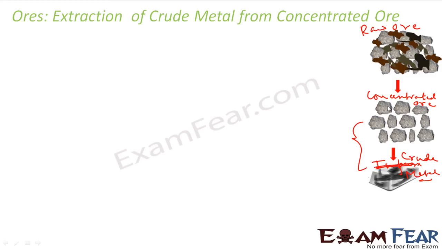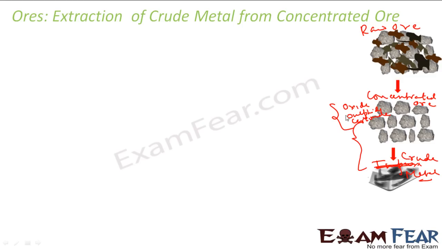We have already discussed a lot of methods to get concentrated ore from the raw ore. Now we'll try to extract the crude metal from this concentrated ore. As I told, these metals are generally reactive and they are found either in oxide or sulfide form. These concentrated ores are generally in the oxide or sulfide or sometimes carbonate form. So they are in this form.